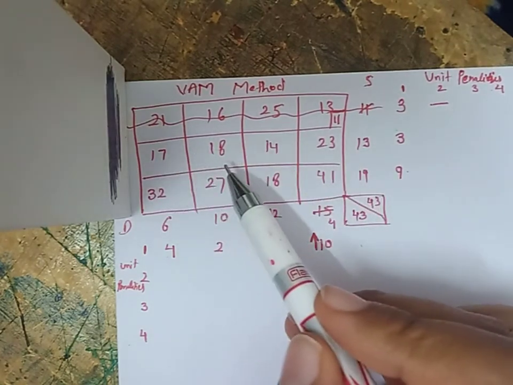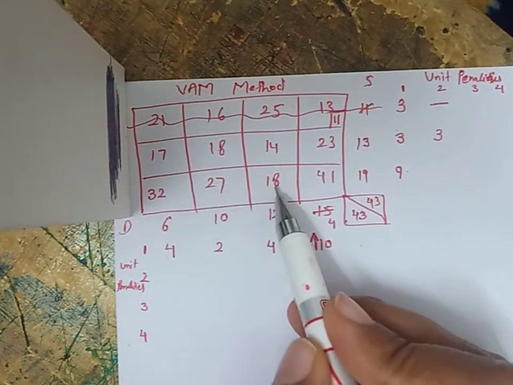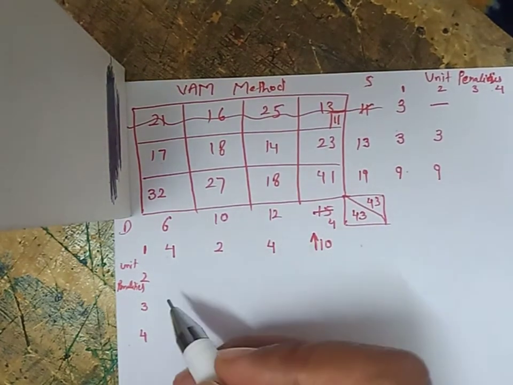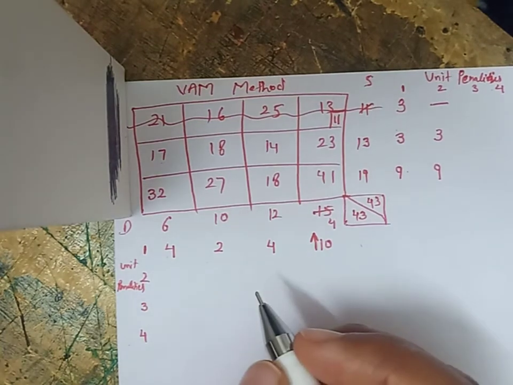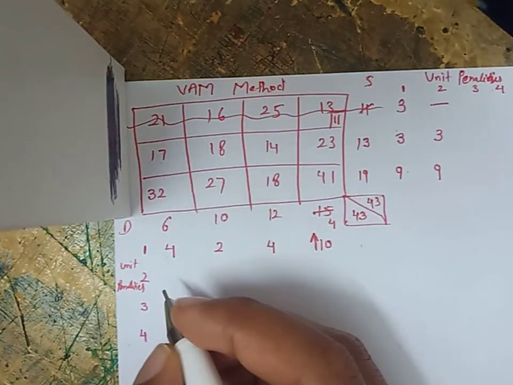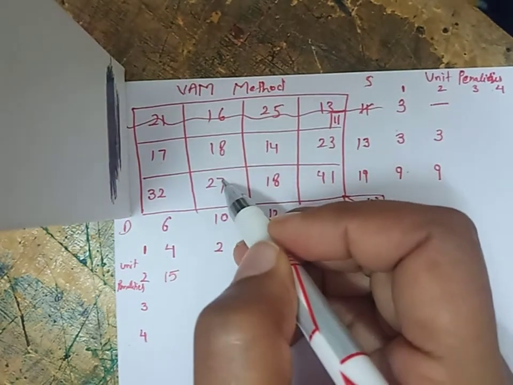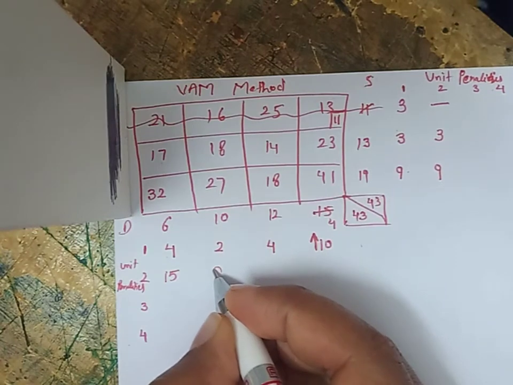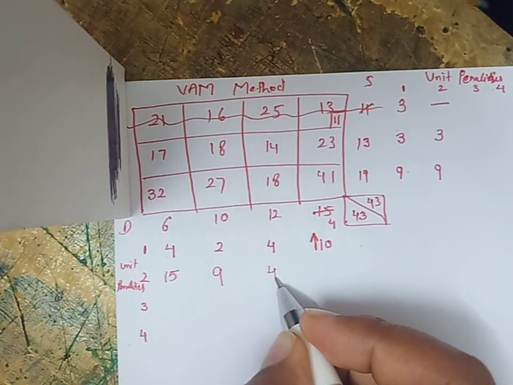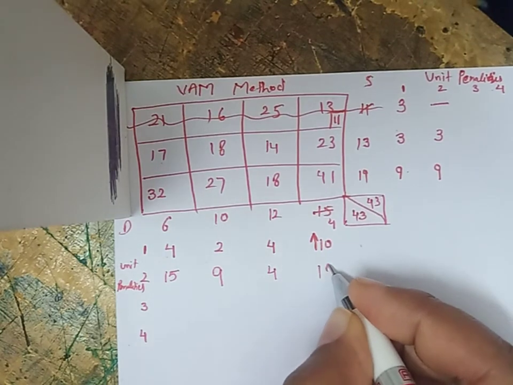Next, what are the lowest two cells? 17, 14. Unit penalty is 3. 18 and 27 are the lowest cells. The difference is 9. On the other hand, 17 and 32. The difference is 15. 18 and 27. The difference is 9. 14 and 18. The difference is 4. 23 and 41. The difference is 18.